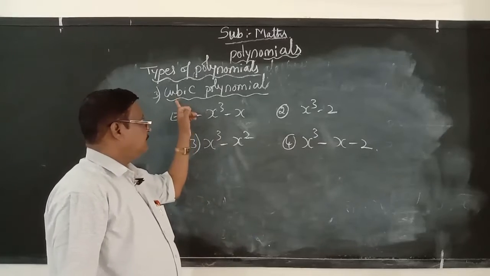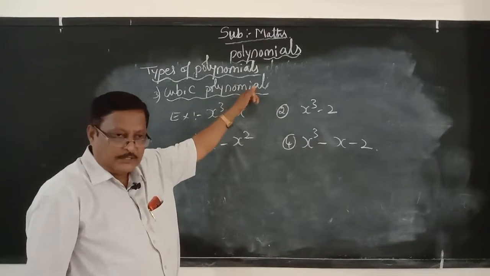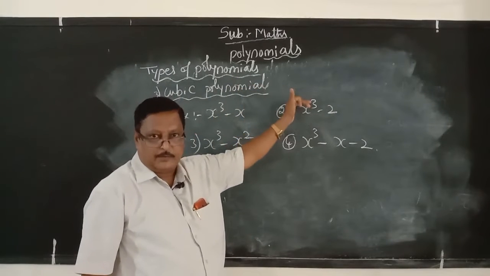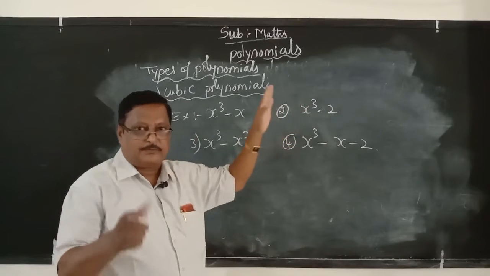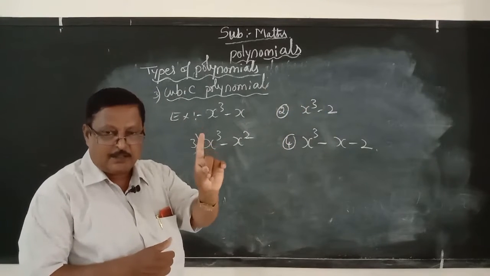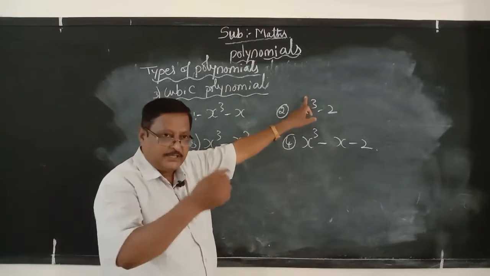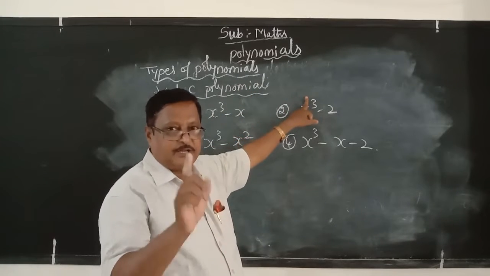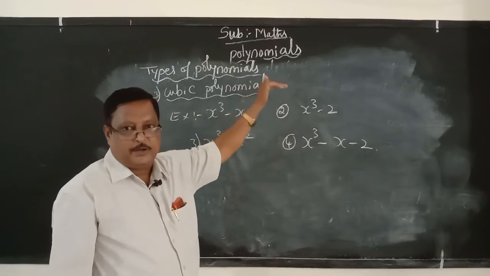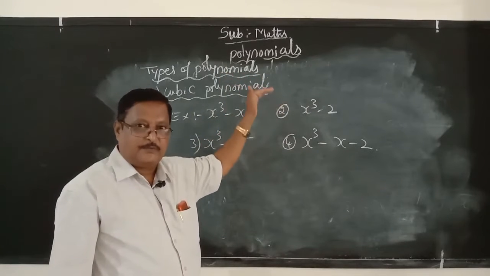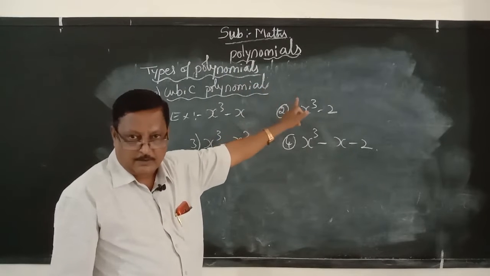Next, the third one, cubic polynomial. What is a cubic polynomial? You saw the definition of a linear polynomial: in any polynomial, the highest power of the variable is 1. Instead of 1 you write 3, and instead of linear you write cubic. It means in any polynomial, the highest power of the variable is 3, it is called a cubic polynomial.